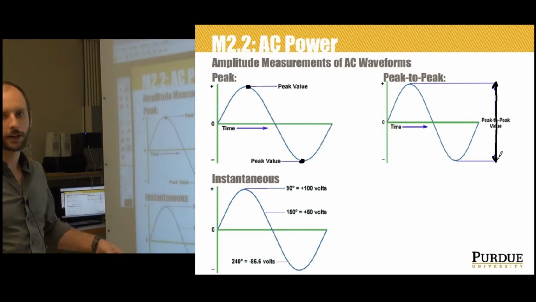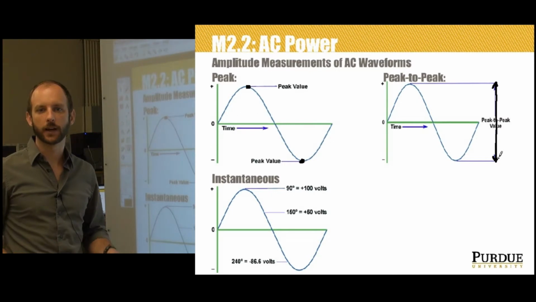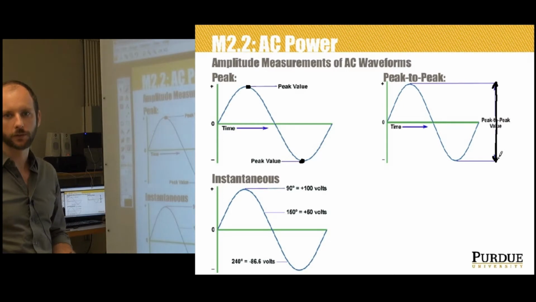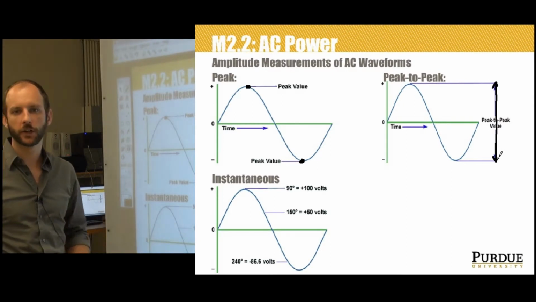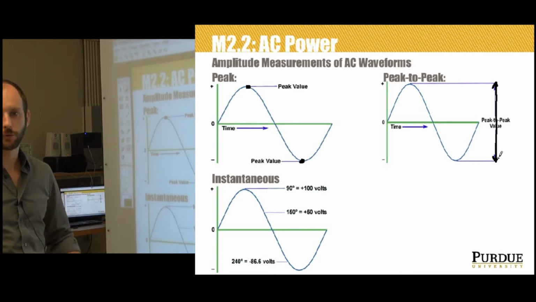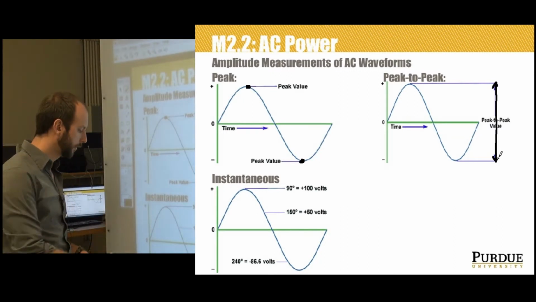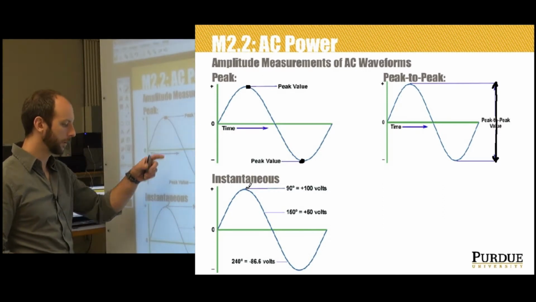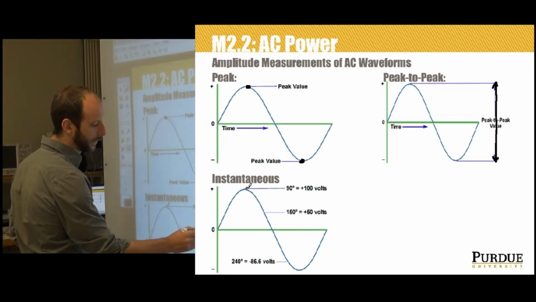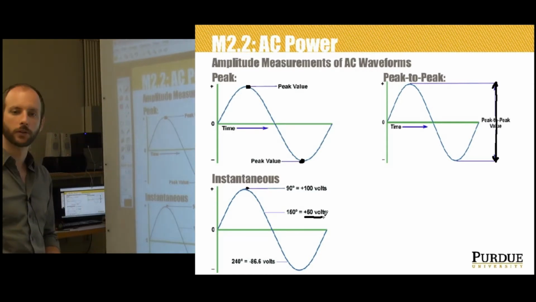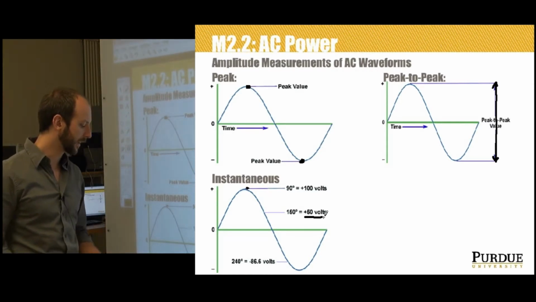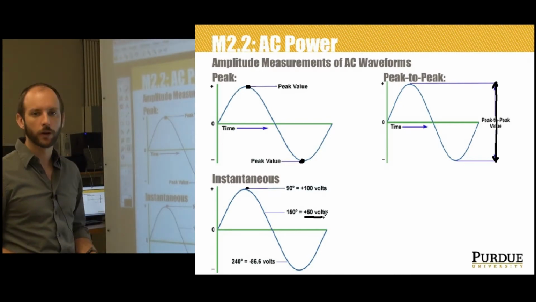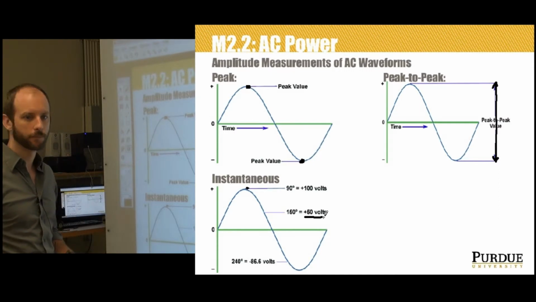The instantaneous value of a waveform is the value at any time. It can be anywhere from 0 to the peak value. Here we illustrate a couple instantaneous values at 90 degrees, 150 degrees, and at 240 degrees. So we see we've got some sort of sine wave. At 90 degrees it is 100 volts. That corresponds to the peak value. At 150 degrees, we see it as less than 100 volts. It's decayed down to 50 volts. And at 240 degrees, it's negative 86.6 volts. So the instantaneous value is just the value of the waveform at any given specific time.